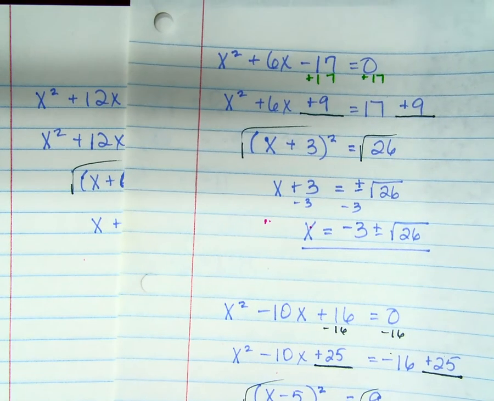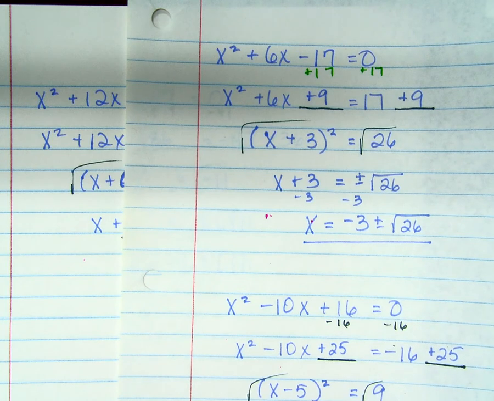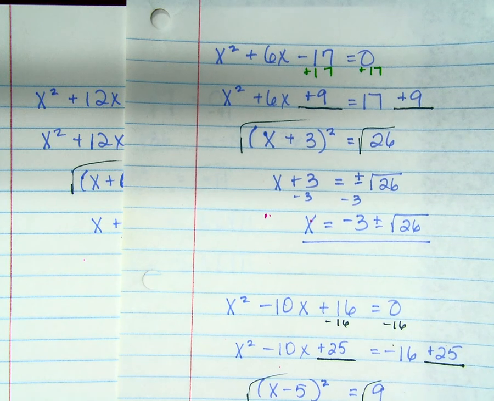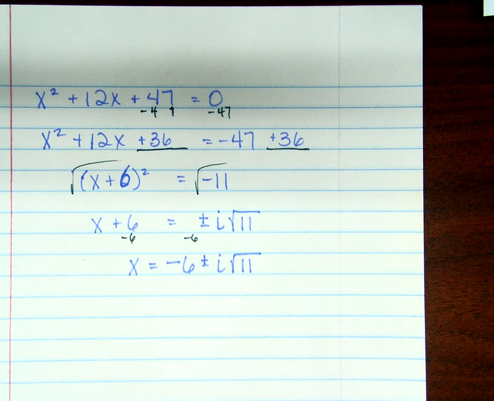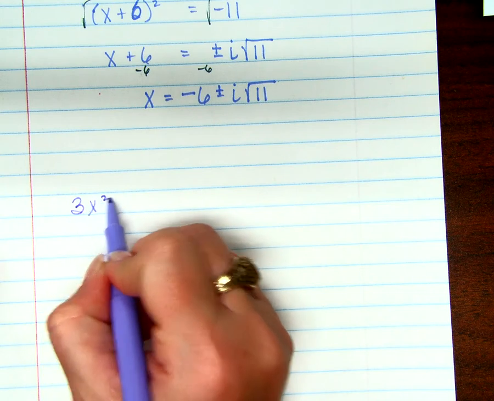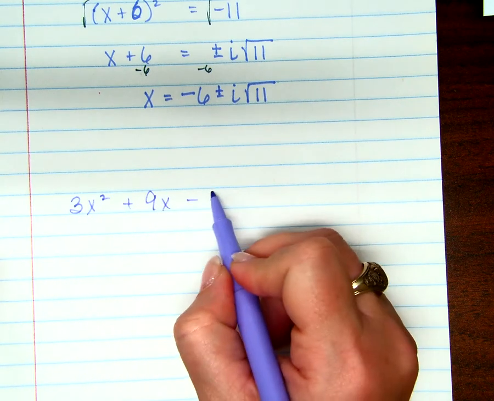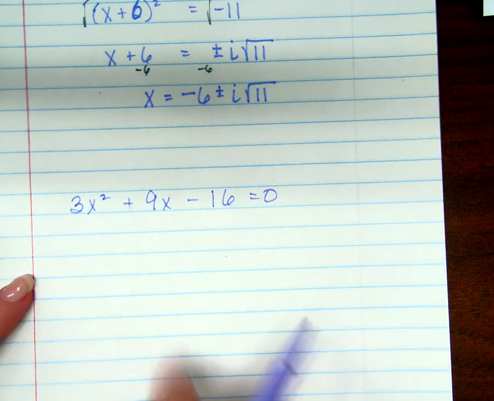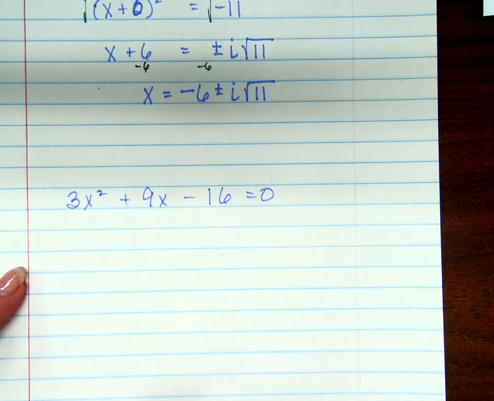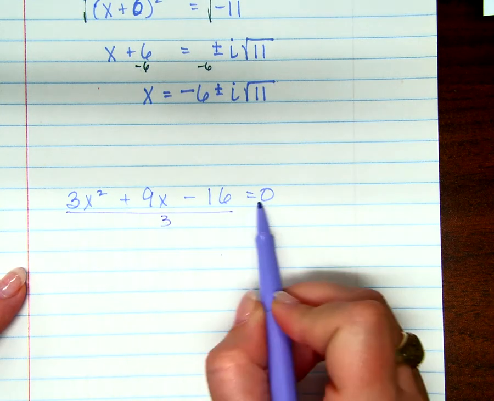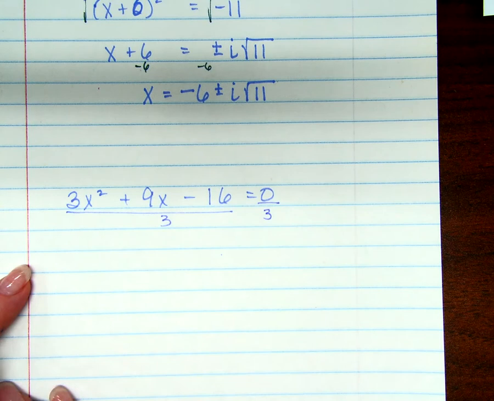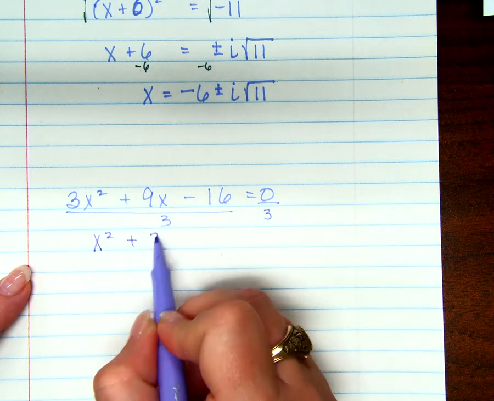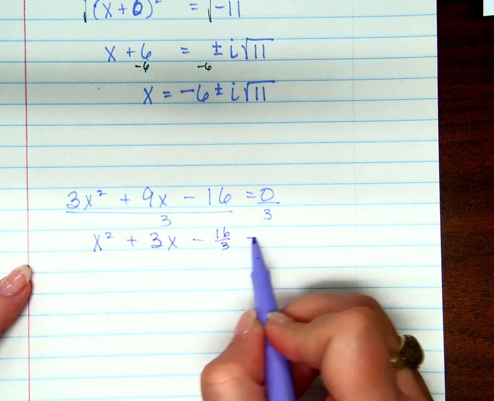Now, guys, what's true about every single problem that we've done so far in relation to the leading coefficient? They're all 1. On purpose? Yeah. We don't complete the square unless the leading coefficient's 1. So what happens if the leading coefficient is not 1? We don't give up. You have some on your homework like this. We need to know what to do. We should just divide everything by 3, because the 3 is the leading coefficient. X squared plus 3x minus 16 over 3 equals 0.